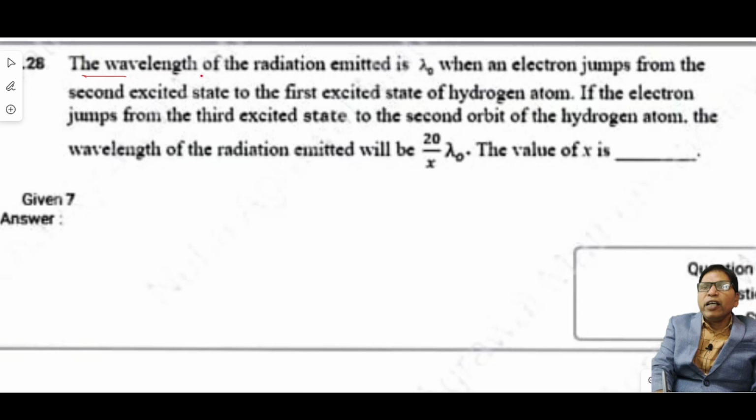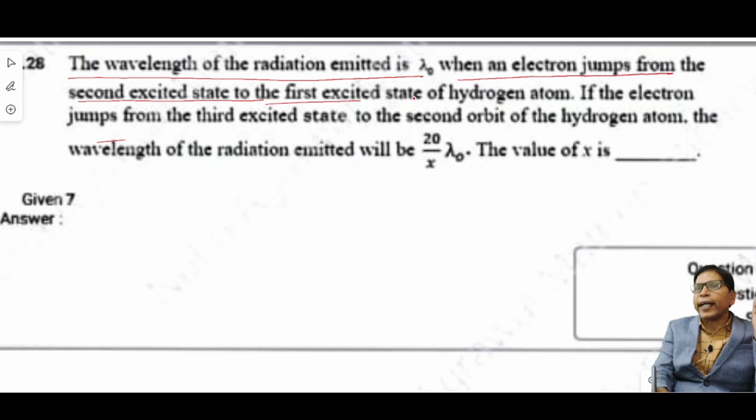Okay. The wavelength of radiation emitted is lambda naught when an electron jumps from the second excited state to first excited state. Now, second excited state means n equal to 3 and first excited state n equal to 2. Okay, if the electron jumps from the third excited state, that is n equal to 4, to second orbit n equal to 2 of the hydrogen atom, then the wavelength of the radiation is.